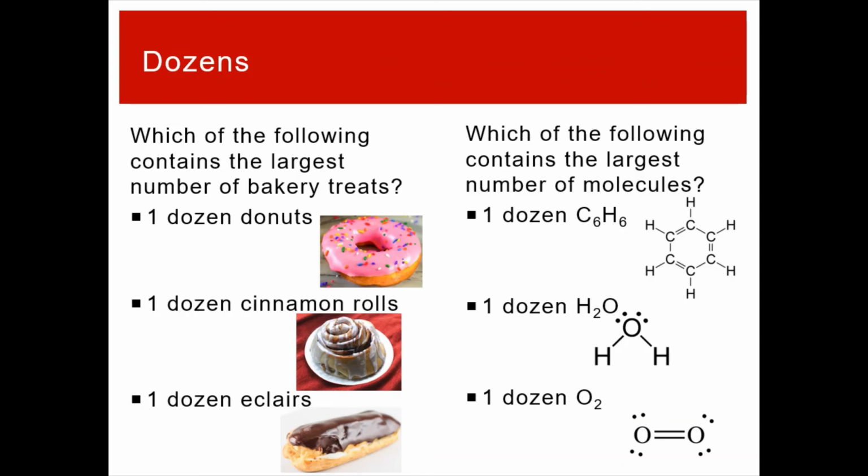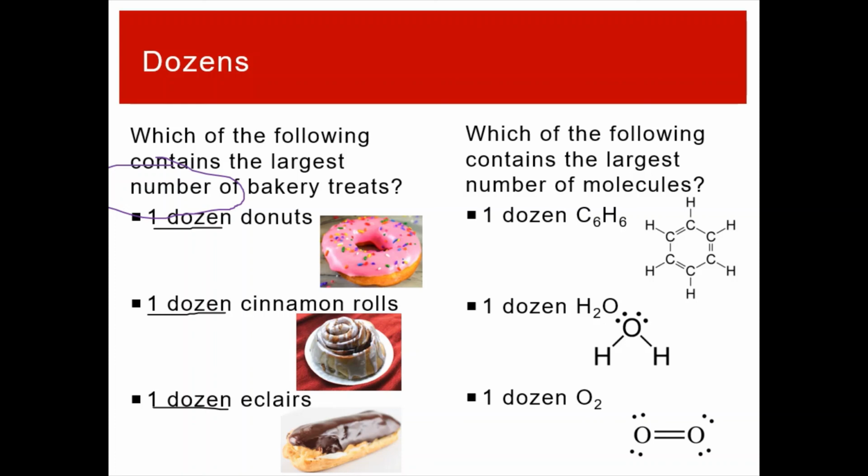And so when we think about this idea, we know that when we look at this definition, 1 dozen means 12. 1 dozen means 12. 1 dozen means 12. And so if all we care about is the number of bakery treats, all of those contain the same amount, 12, 12, 12. So they all contain the same. When we use these sorts of counting units like dozen, it doesn't matter what we are counting, we always have 12 of them.